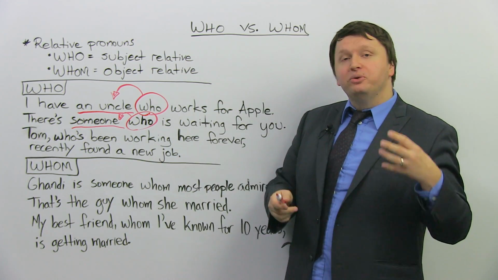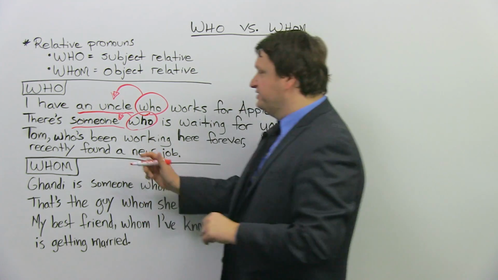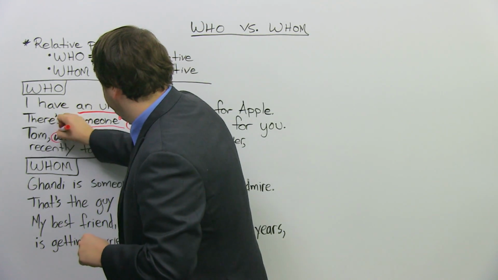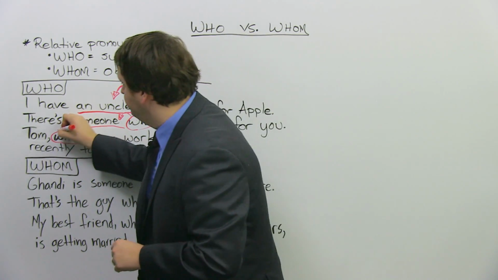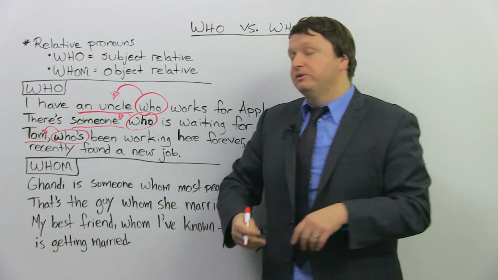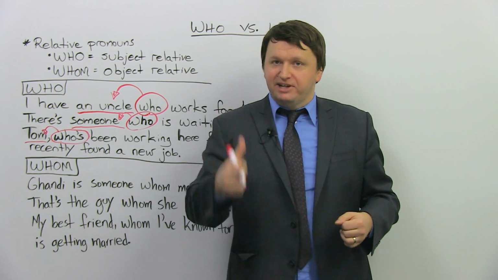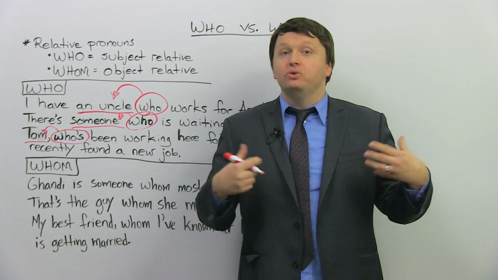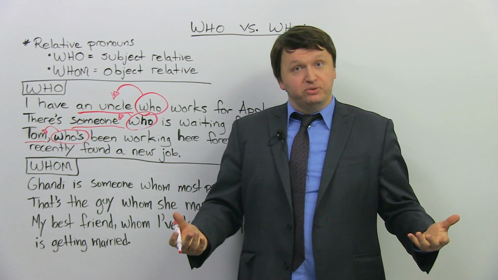Next, Tom, who has been working here forever, recently found a new job. So we have who. I'm just going to mark who has been working. And yes, we are talking about Tom. And we are saying that Tom has been working here. So if the subject of the sentence is doing the action here, then you need to use who.